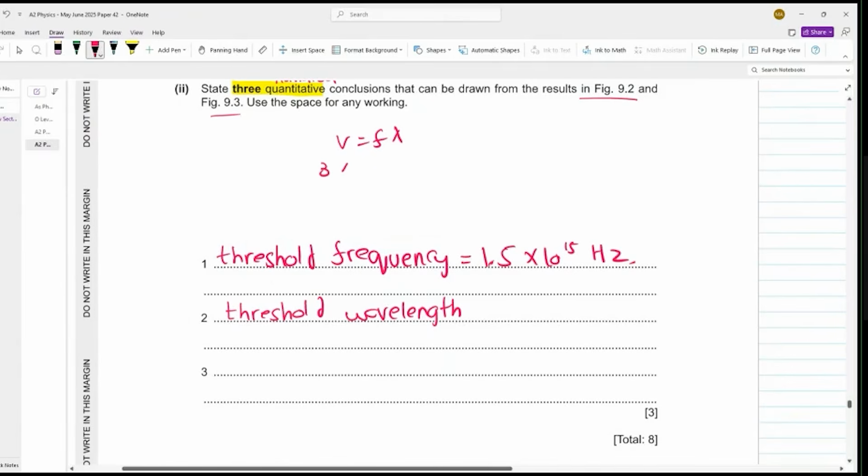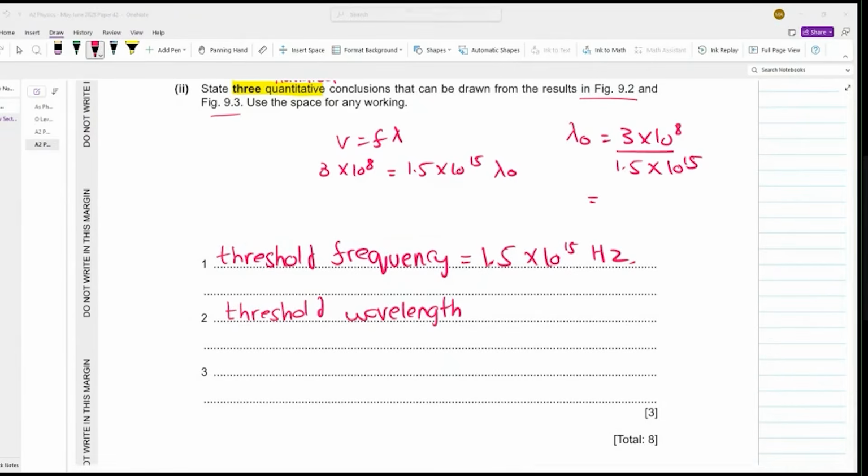All the photons travel with the speed of what? 3 into 10 raised to the power of 8. Frequency is 1.5 into 10 raised to the power of 15. Can you calculate the threshold wavelength? Yes. Threshold wavelength is equal to 3 into 10 raised to the power of 8 divided by 1.5 into 10 raised to the power of 15. The threshold wavelength comes out to be what? 2 into 10 raised to the power of minus 7 meters.